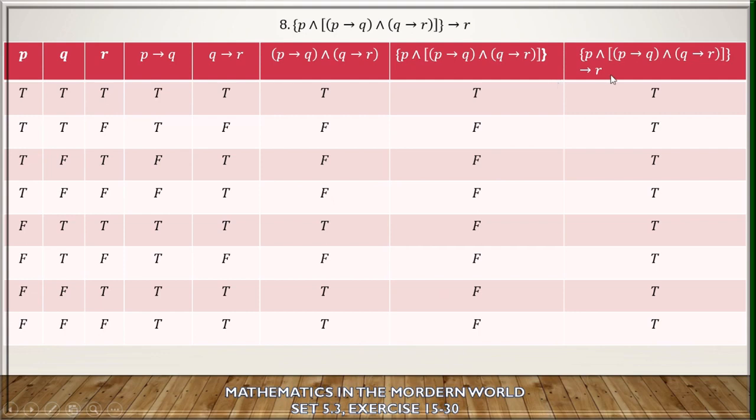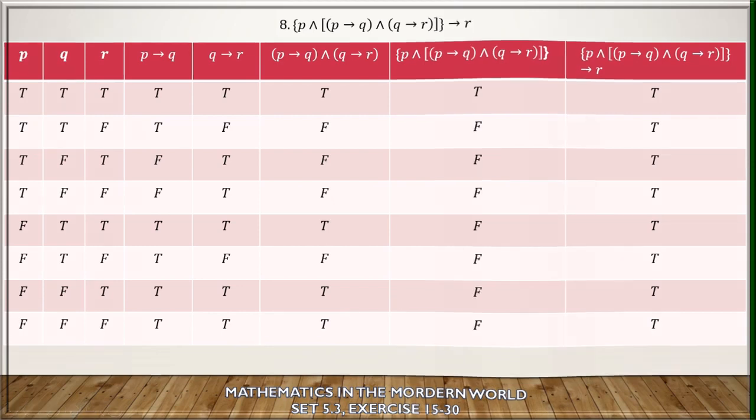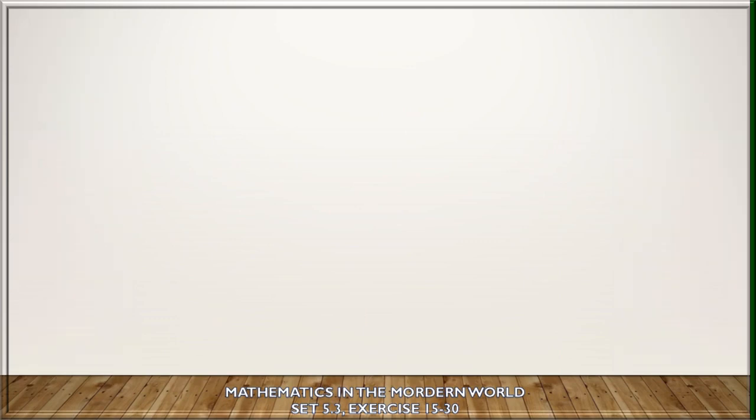Lastly is the conditional of this and R. This one and R. So true, true is true. False, true is true. False, true is true. False, true is true. False, true is true. False, true is true. False, true is true. False, true is true. So all is true. Number 9.